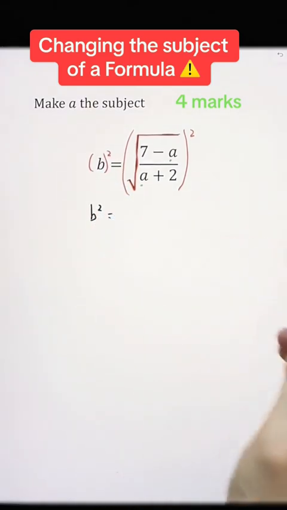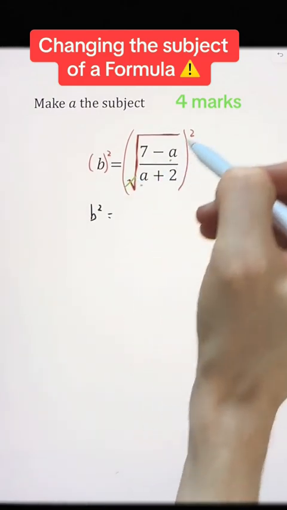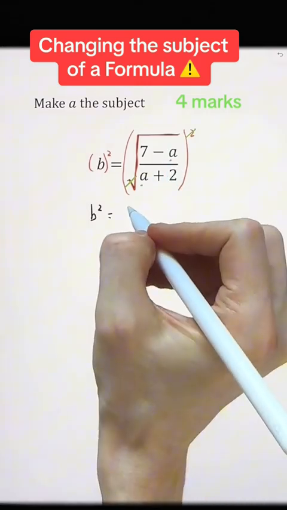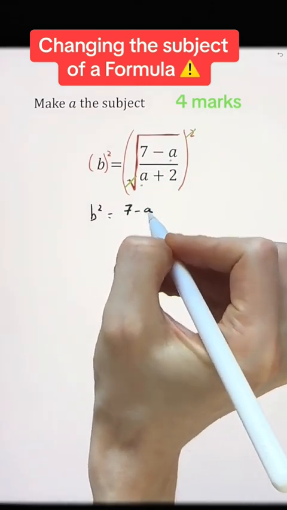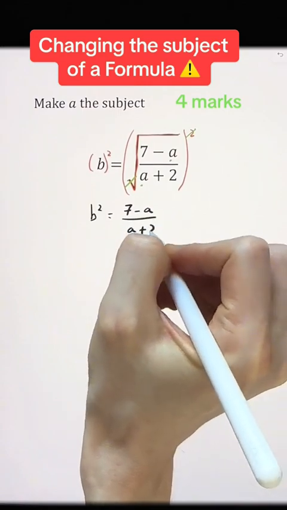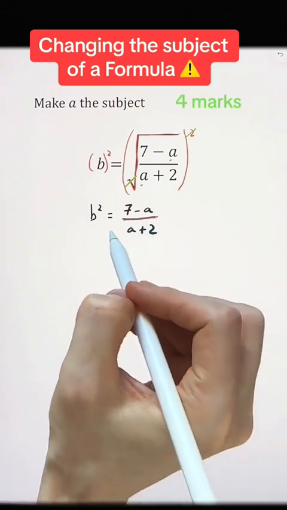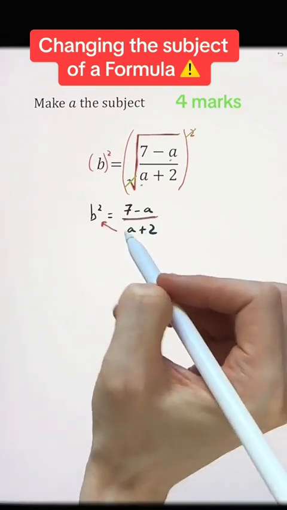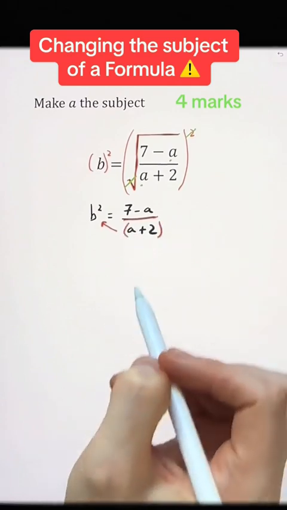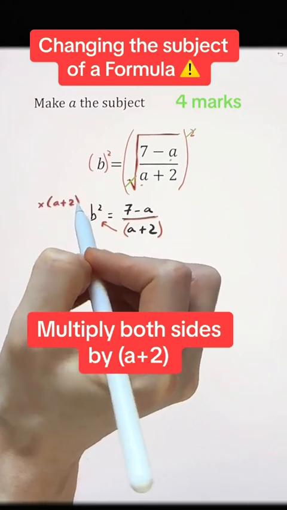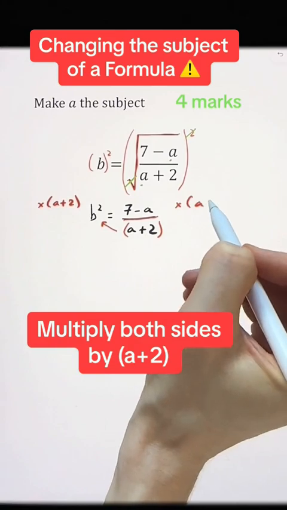And on the right-hand side, I know that square root and square, they're the opposite, so they'll cancel out, and that will leave me whatever's inside the root, which in this case is 7 minus a on the top, all over a plus 2. As I want to get a by itself, I know the opposite of divide is to multiply. Hence, the opposite of divide by a plus 2, as I've got two terms, place that inside single brackets. I'm going to therefore multiply both sides of my equation by, in single brackets, a plus 2.